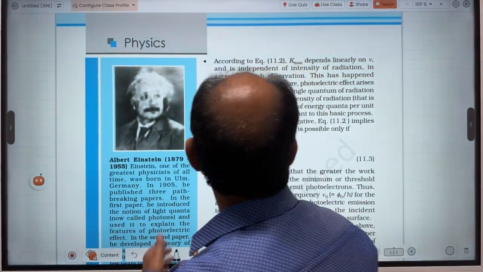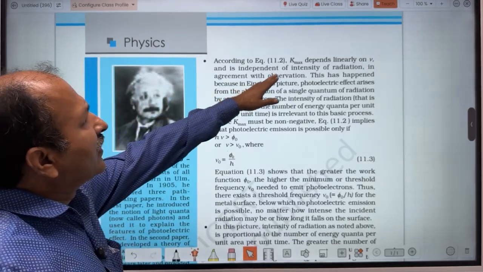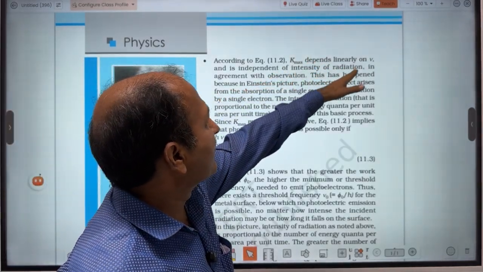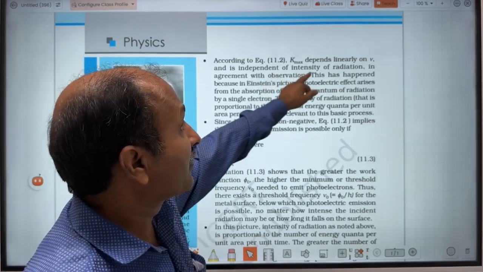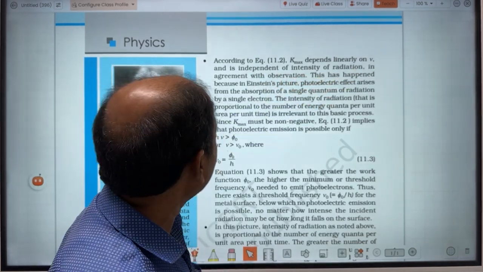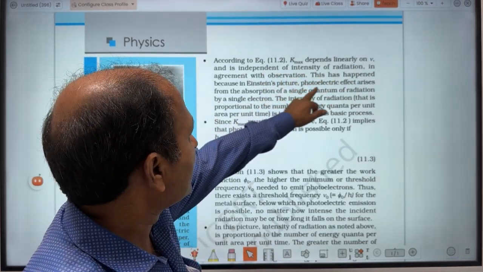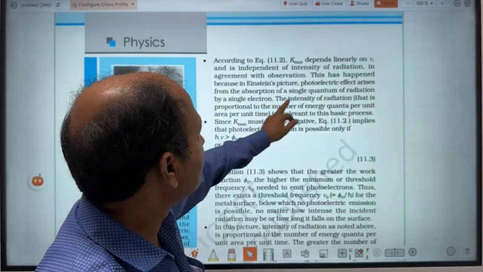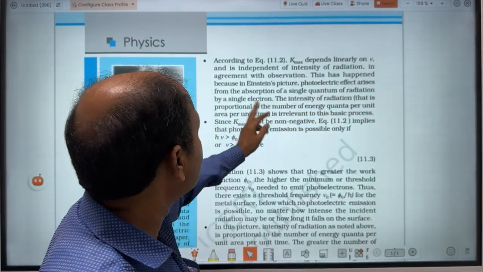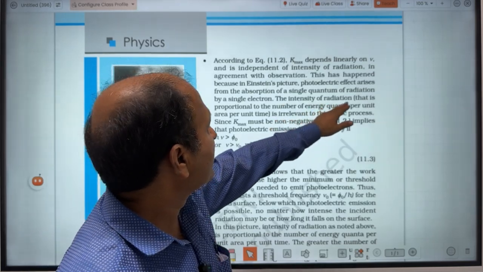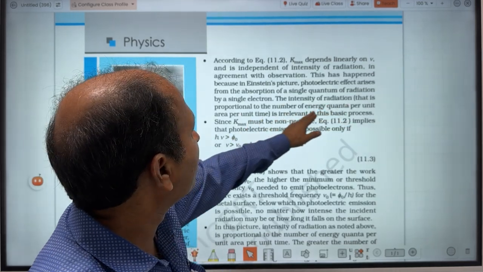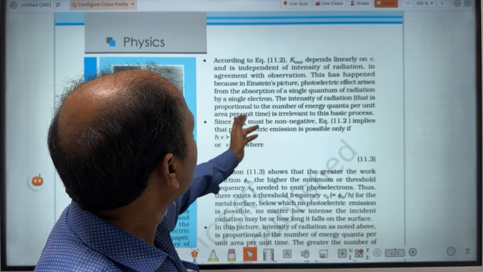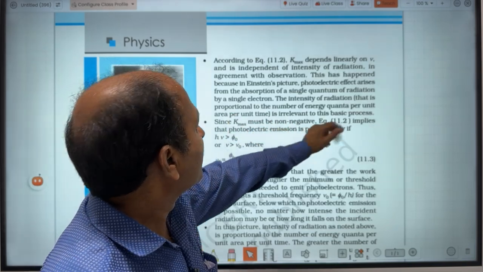We have seen that K max, the maximum kinetic energy, depends linearly on frequency and is independent of the intensity of radiation, in agreement with the observation. This happens because in Einstein's picture, the photoelectric effect arises from the absorption of a single quantum of radiation by a single electron. The intensity of radiation, which is proportional to the number of energy quanta per unit area per unit time, is irrelevant to this basic process.